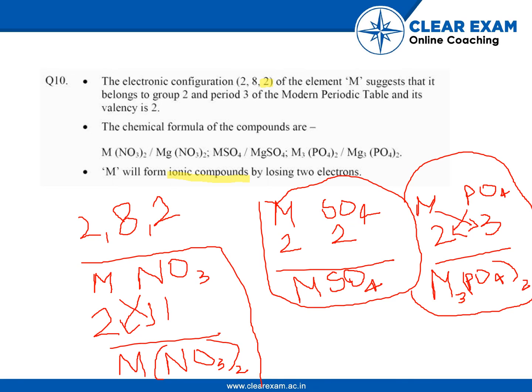And there was also a part where we had to tell what is the group and the period. So since it has 3 shells, it is in period 3, and since the valency is 2, it is in group 2.